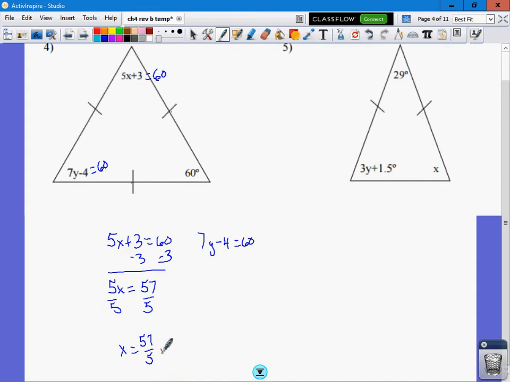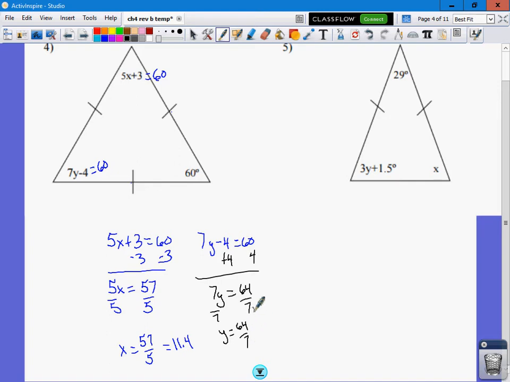Now, I personally left mine as an improper fraction. If you did change it, this comes up to 11.4. Now for y, I'm going to add 4 to both sides. I have 7y is equal to 64, and divide both sides by 7. Again, I left mine as an improper fraction, 64 over 7.